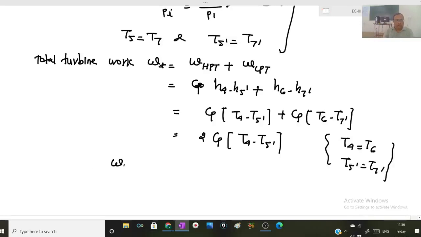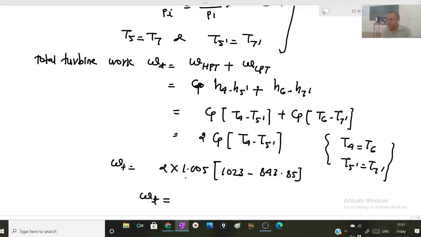So total turbine work will be twice of 1.005 times (1023 minus 843.85). So from here the turbine work WT will be 360.09 kilojoule per kg.